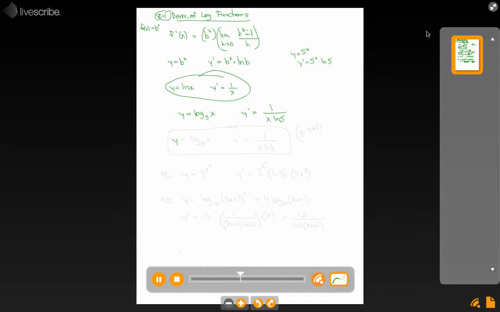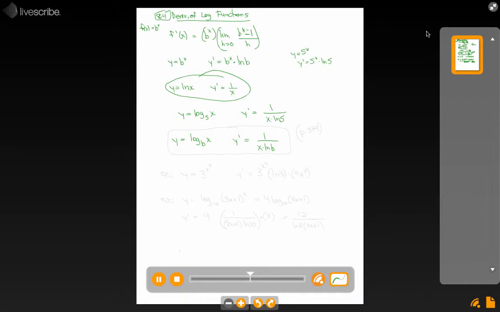In the general sense, for any base, log base b of x, the derivative is going to be 1 over x times the natural log of b. And when you use the base e, obviously that term goes away because natural log of e is just 1, and that's why the derivative, as we saw up here, is this one.